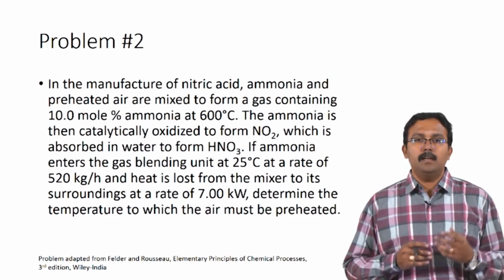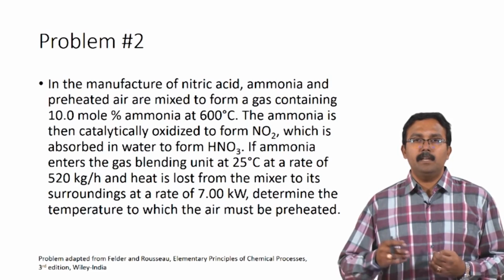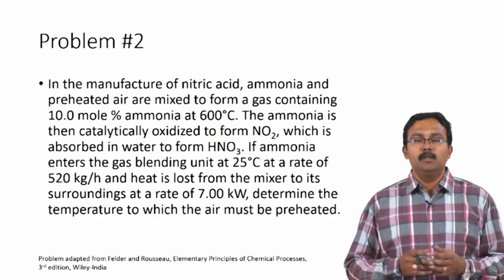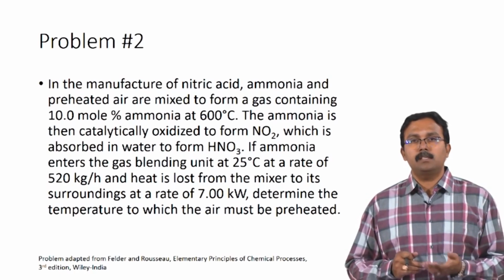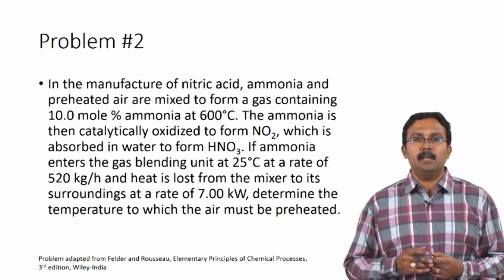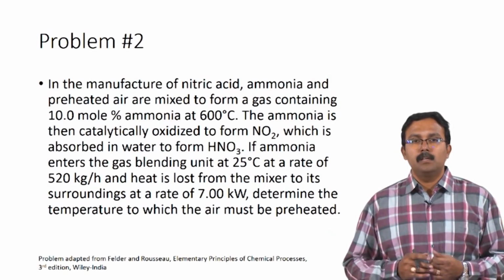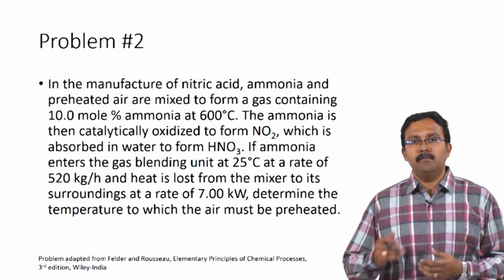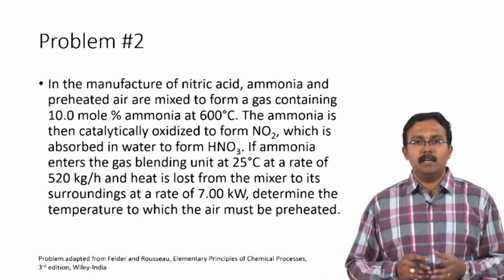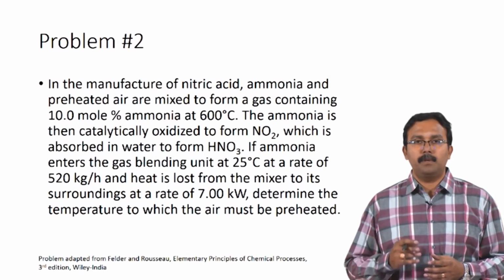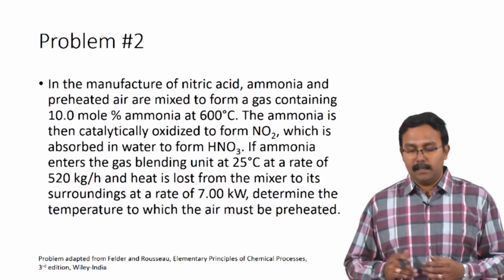So, we need to convert the mass of ammonia which has been given into moles, so that we can use them directly. Also, we have Q, the heat lost to the surroundings, which is 7 kilowatts. So, the flow rate should be converted to per second instead of per hour. With these things in mind, let us first convert 520 kilograms of ammonia per hour to moles of ammonia per second.